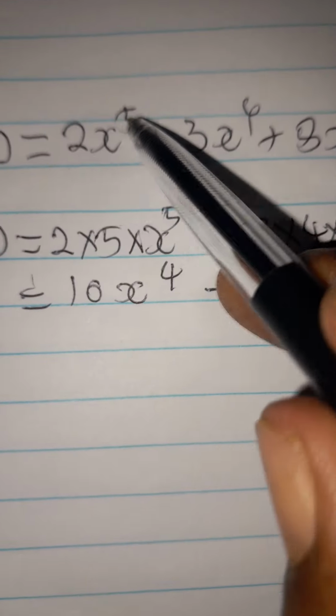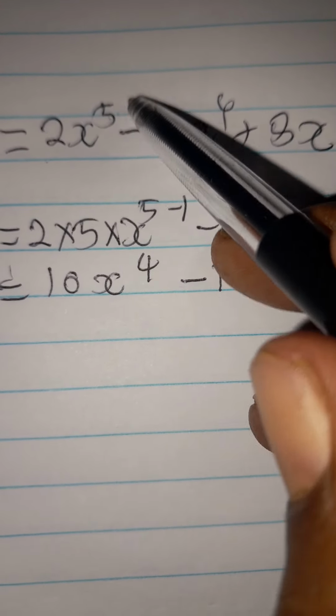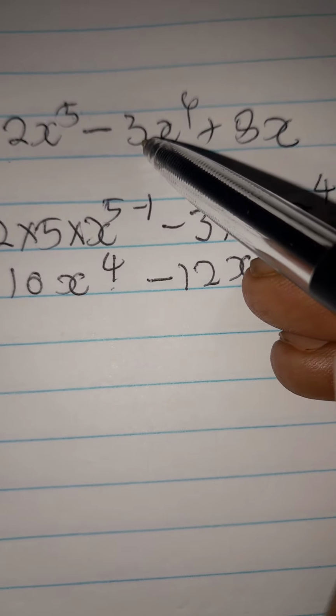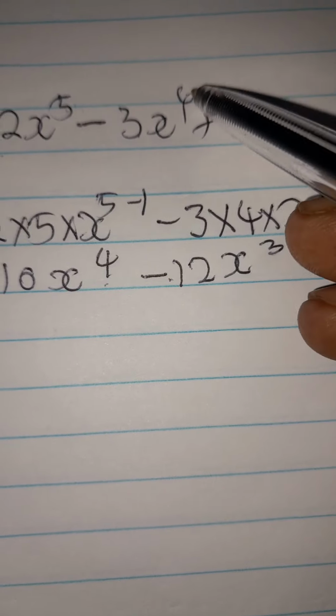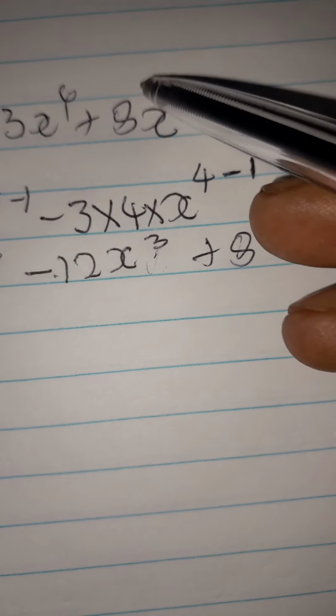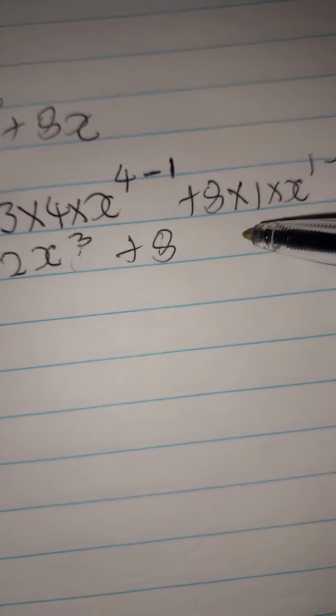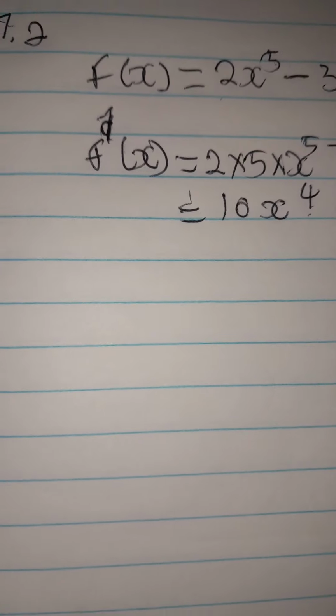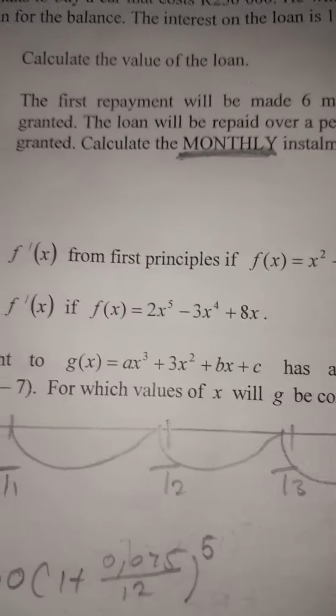Let's confirm. 2 times 5, it's 10, and 5 minus 1, it's 4. 3 times 4, that will be negative 12, and 4 minus 1, that will be 3. 8 times 1, that is 8. Then 1 minus 1, it should be 0. X to the power of 0 is 1. 1 times 8 is 8. So we are correct, right? So 3 marks. Then we go to 7.3, which will be our last question in this video.